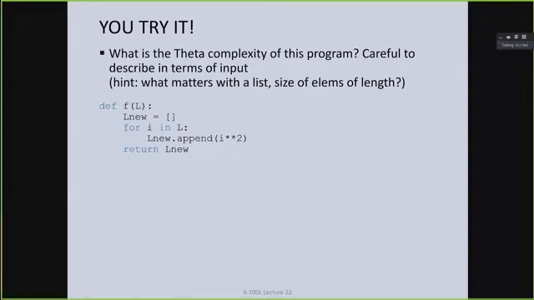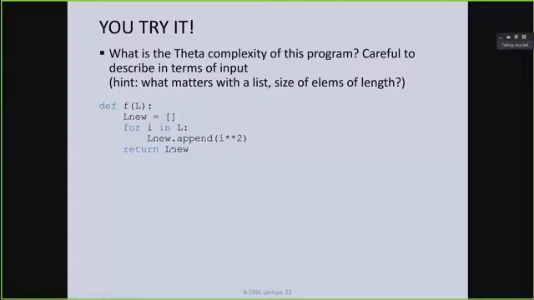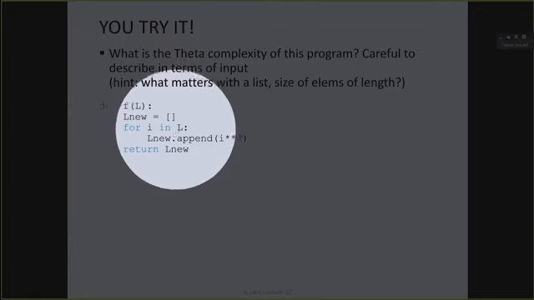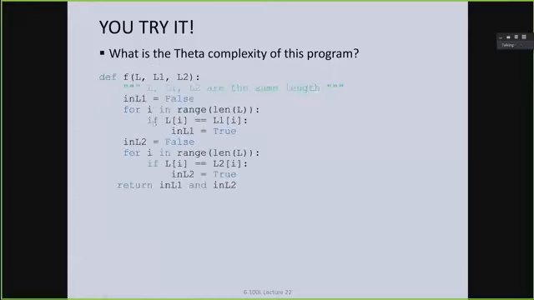What do you guys think it is? Yeah, theta of length of L. Absolutely right. So this stuff inside the loop is constant. The return is constant. The only thing that depends on L is the length of the list, right? This loop. So the answer is theta length L. Perfect. How about this one?